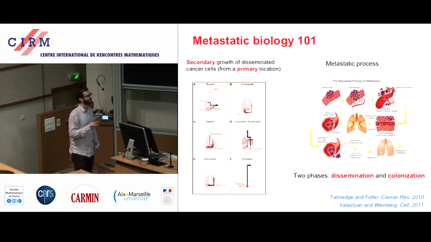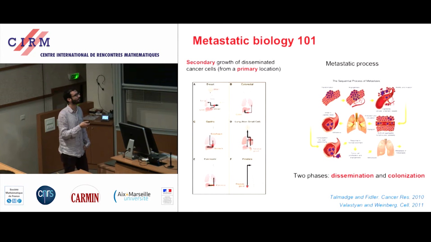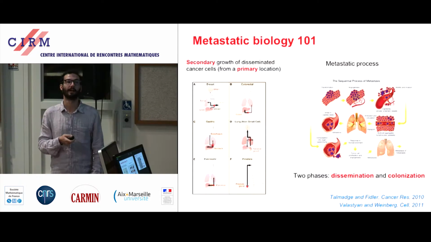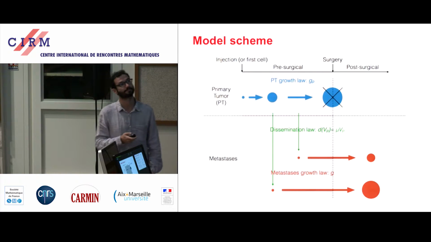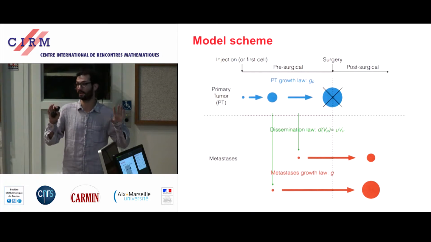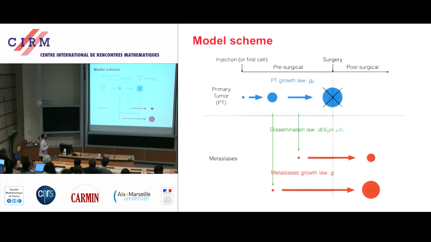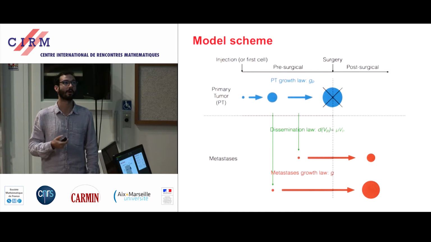Okay, so in my view, as in Nicolas' talk yesterday, we will group all the dissemination part in one parameter and all the colonization part in two parameters of growth. So the model looks like this. It's very essentialized, very simplified, and it works like this. We have a primary tumor that grows according to a primary tumor growth law, which can be the Gompertz, exponential, or power law, or whatever you want.